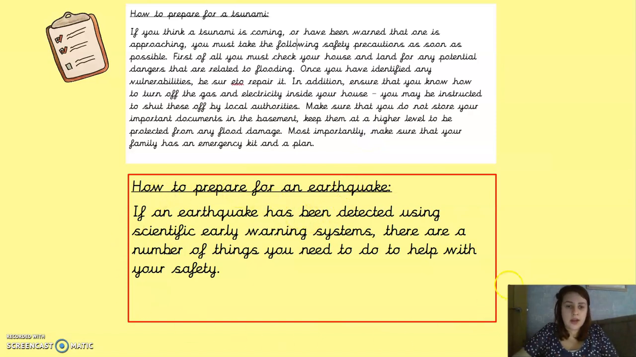So for our earthquake one, I've given you an example sentence like we normally would do. So if an earthquake has been detected using scientific early warning systems, there are a number of things you need to do to help with your safety. So in my first sentence, I've linked it to what I said in my previous sentence about early warning signs. So if you've spotted these signs, or if you've been told that these signs have been spotted by scientists, you need to do the following things, okay?